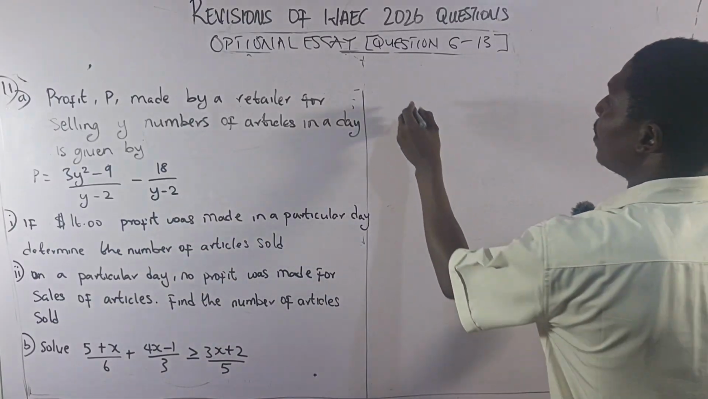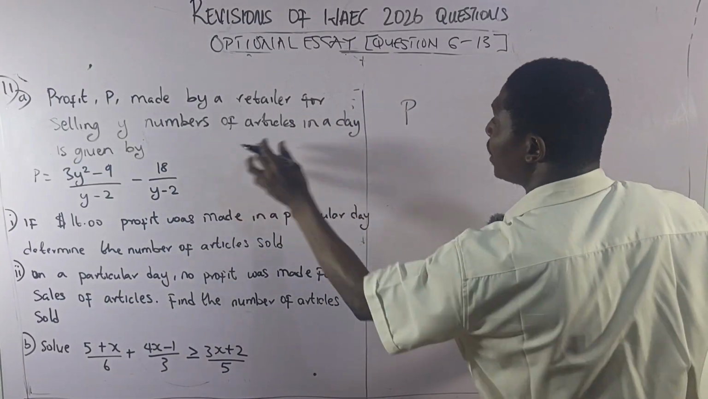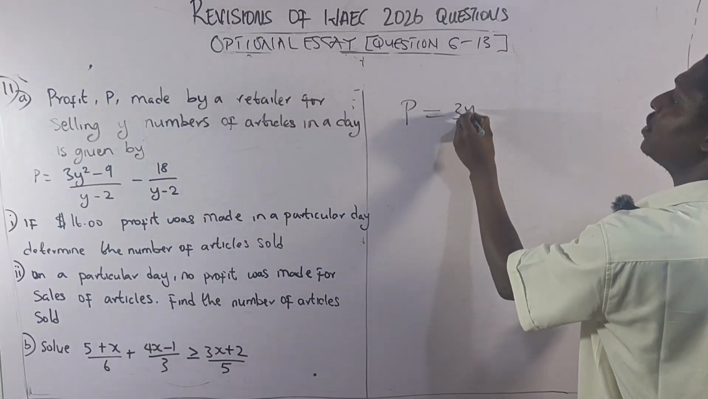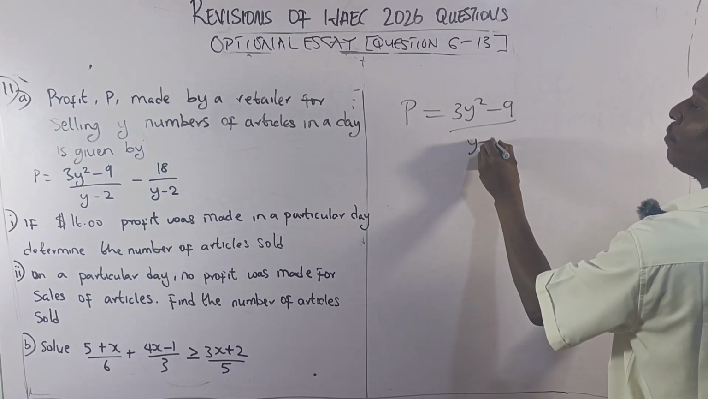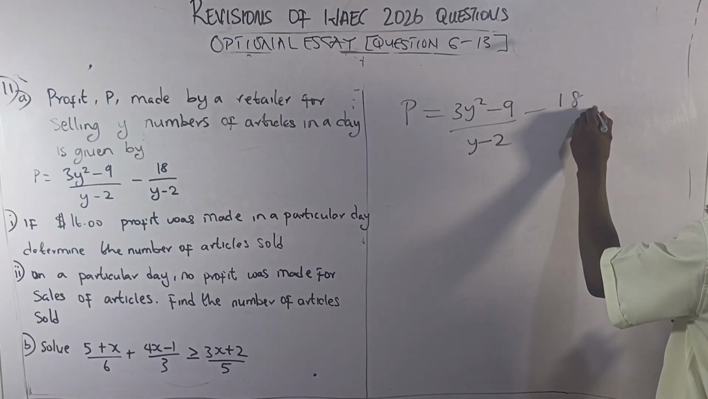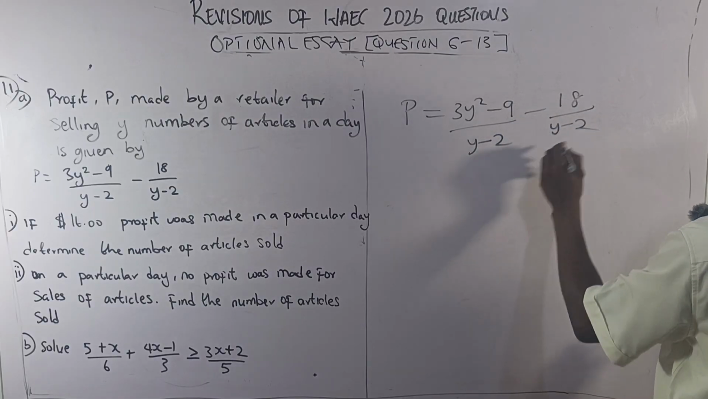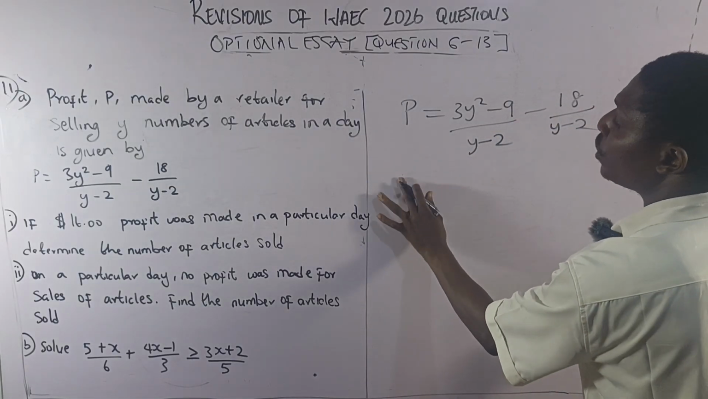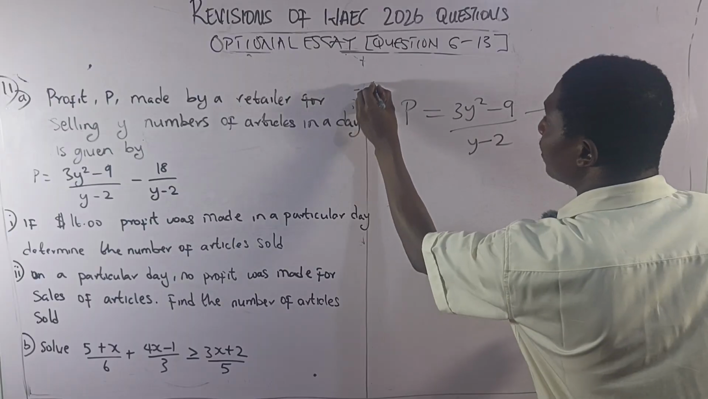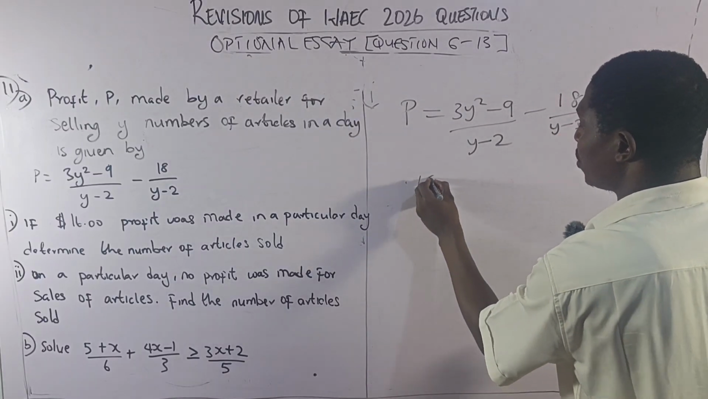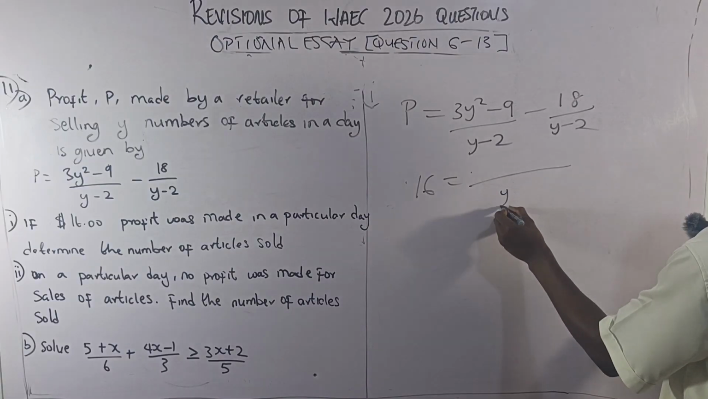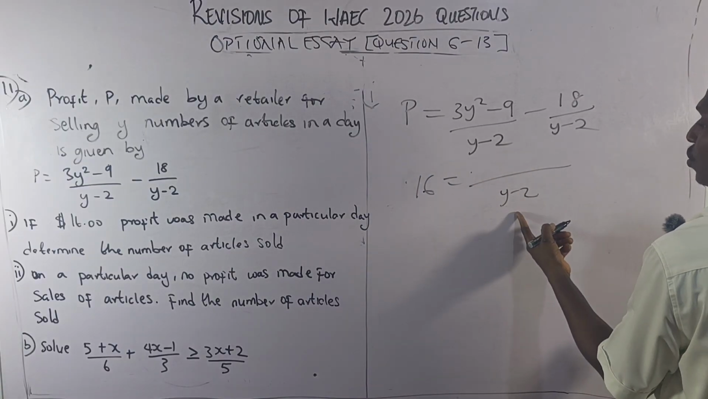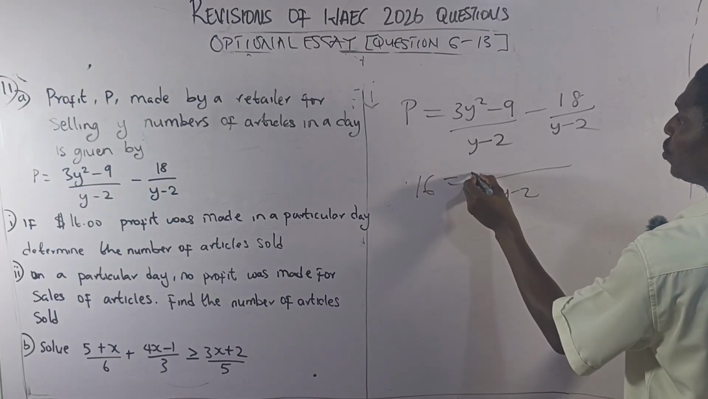Now we can solve this. The formula given is P equals 3y squared minus 9 all over y minus 2, minus 18 all over y minus 2. In part I, P was given as $16, so I put 16 equals this. The denominators of these two are the same, so I have y minus 2, and y minus 2 divided by y minus 2 will give me 1.